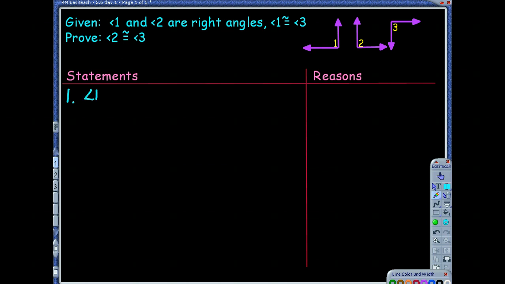Now, how do I show angles are right angles in a picture? In a picture, that's when we put the little box in the corner, or the little square, however you want to refer to that. Angle 1, angle 2 are right angles, and we also know angle 1 is congruent to angle 3. Oh, well, if I know that angle 1 had the little box, could I just put the box around angle 3? What would be your reason? How would you be able to do that?